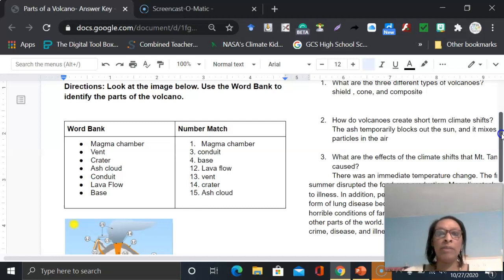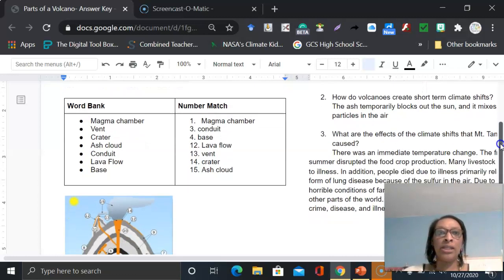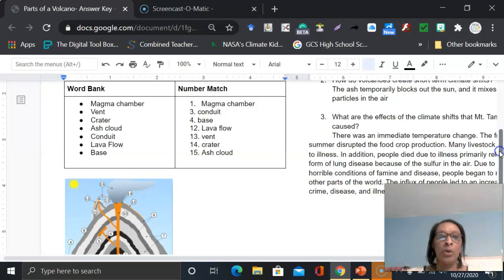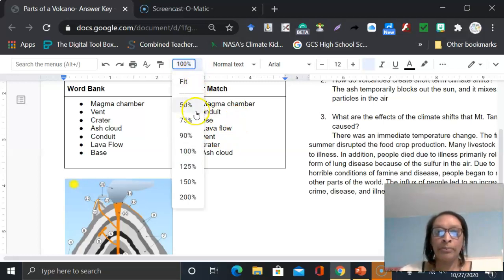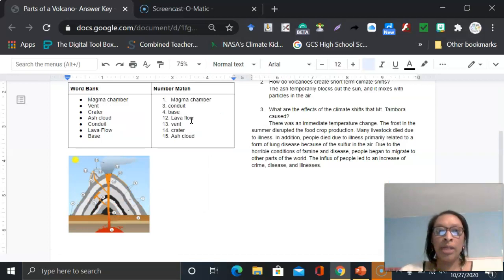First up, I have the answers here for our parts. You were asked to look at the image below and use the word bank to identify the parts of a volcano. Number 1 is the magma chamber, where the pool of magma is. 3 is the conduit, in which the magma will flow through. Pipe is another word they use for it.